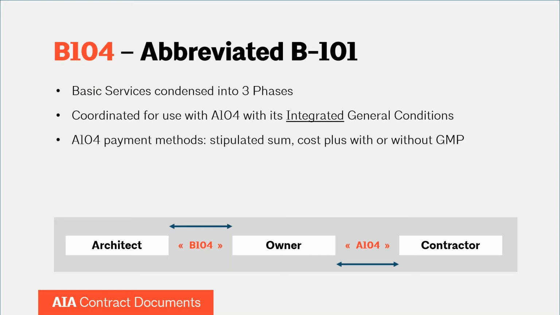The B104 has only 3 phases of architect services rather than 5. The biggest drawback is that it's missing a lot of the scope where the architect tells the owner exactly what the architect is going to do. It's coordinated with the A104, which is a shorter owner-contractor agreement, and that's a good thing. I'll give you an example of the B104.